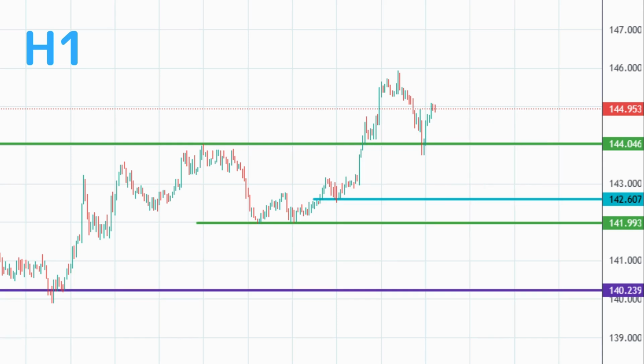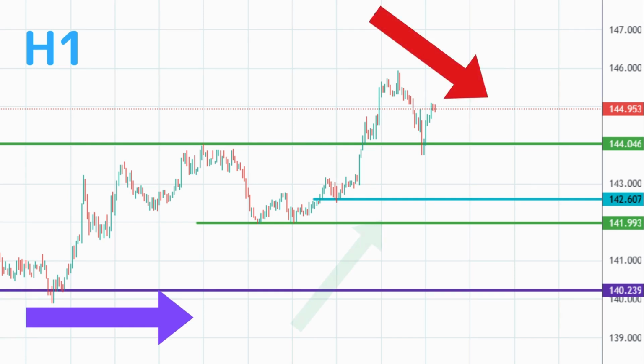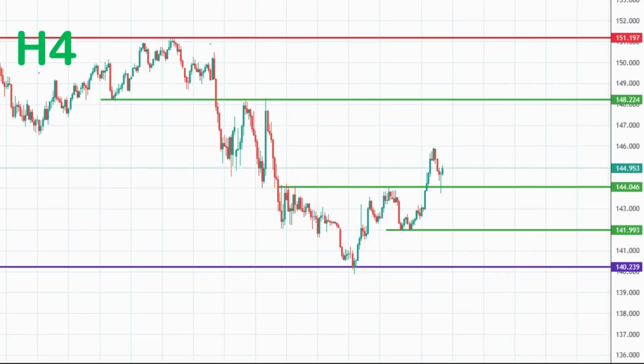To summarize the multi-time frame outlook, the weekly chart lacks a clear direction. The daily chart is still in a downtrend. Both the 4-hour and 1-hour charts are showing uptrends. Now let's talk about the possible trading scenarios going forward.